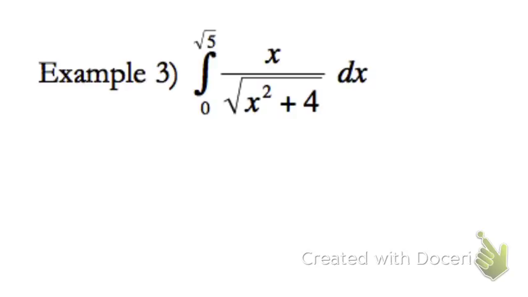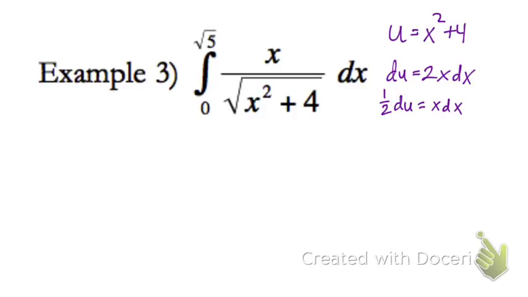For our next example, we will set up our u again. So u is equal to, remember, it's the inside function, x squared plus 4. Du is equal to 2x dx. I don't need that 2, so 1/2 du is equal to x dx. If I start doing some highlighting to get rid of some things, x squared plus 4 will be substituted by u. X dx will be replaced by 1/2 du.